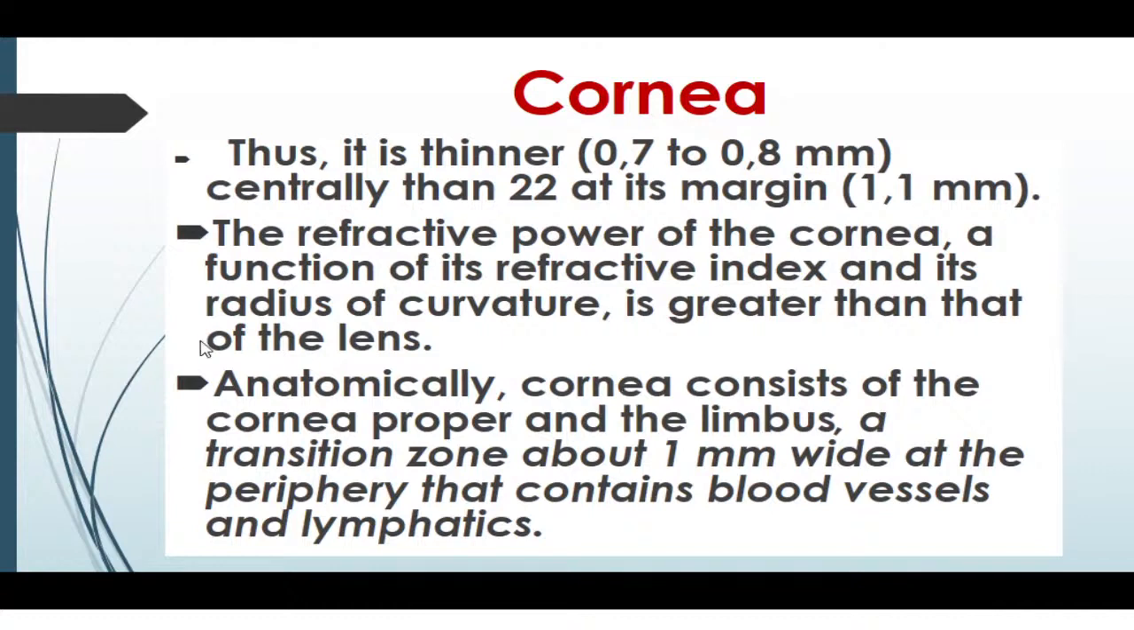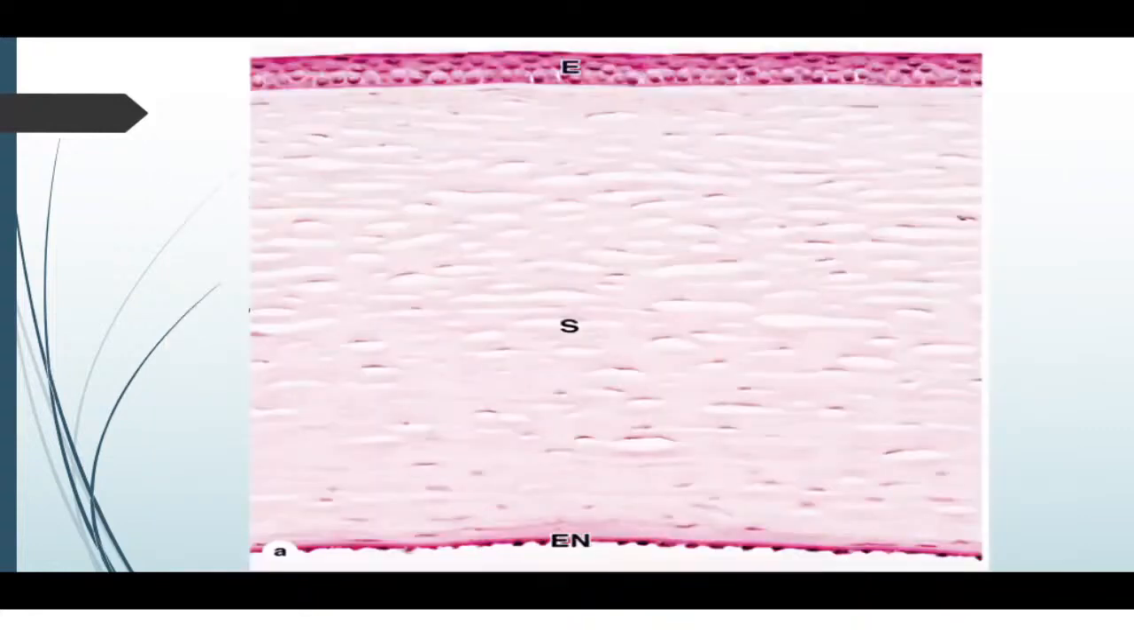Anatomically, the cornea consists of the cornea proper and the limbus, a transitional zone about 1 millimeter wide at the periphery, that contains the blood vessels and lymphatic vessels. Look at this one. We see here the outermost epithelium of the cornea. This epithelium is stratified, squamous, non-keratinized epithelium, as you remember we studied in the first topic, epithelial tissue. Stratified, squamous, non-keratinized epithelium is another name for the outermost epithelium of the cornea.